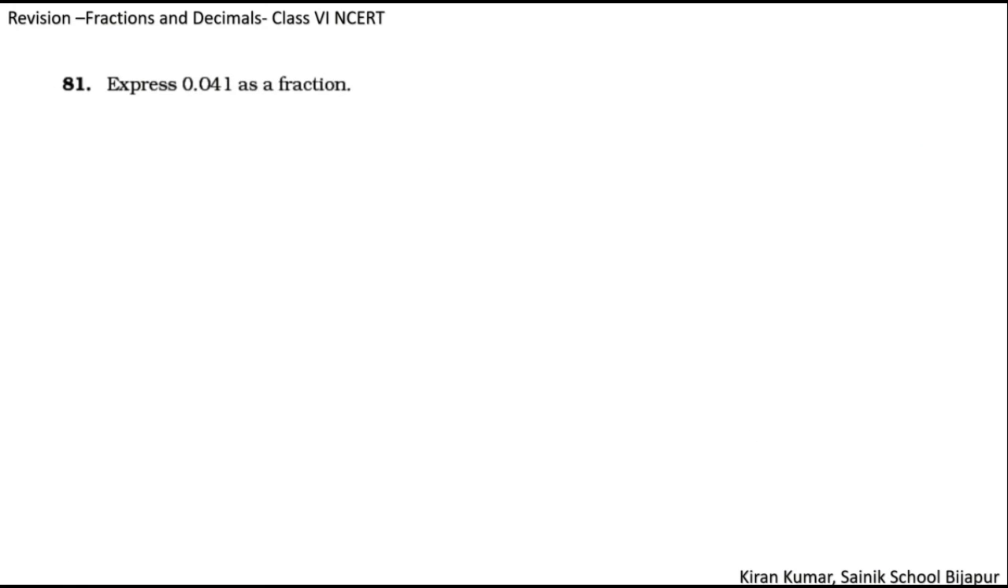Next question, express 0.041 as a fraction. Here 0.041, the digits are 4 and 1. Divide this by counting the number of decimal places that should be written after 1. So 3 decimal places are there. So 41 by 1000 will be the fraction representing 0.041.